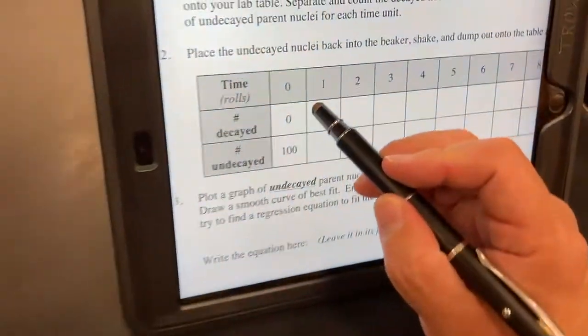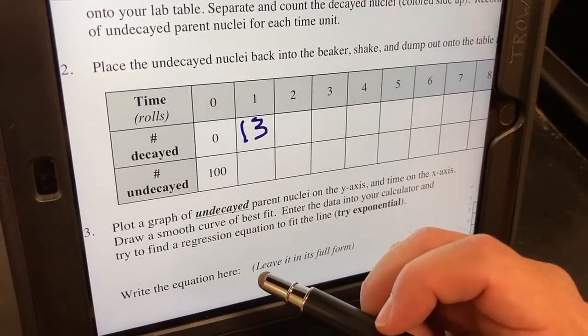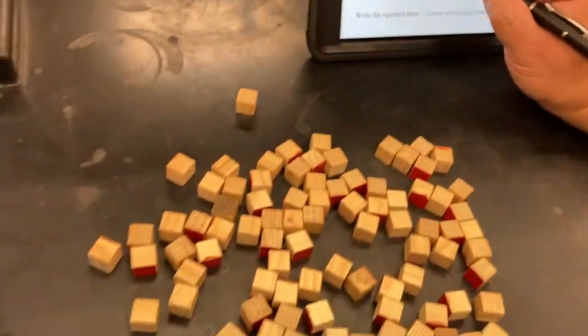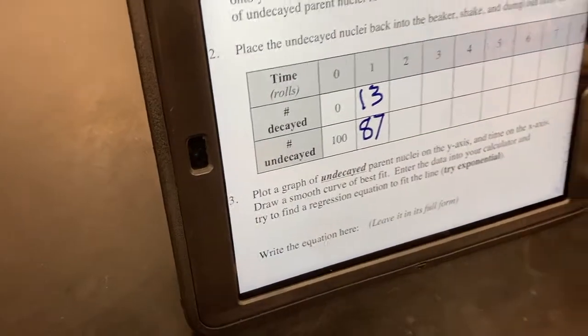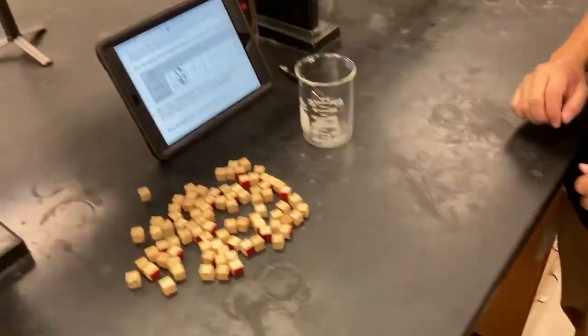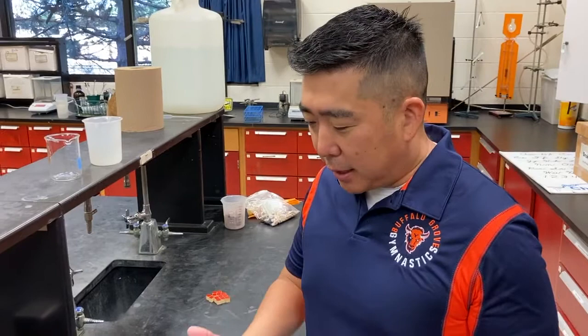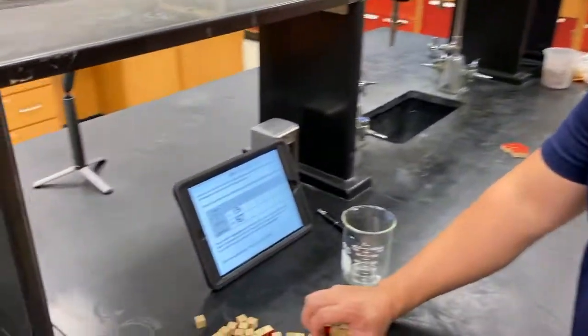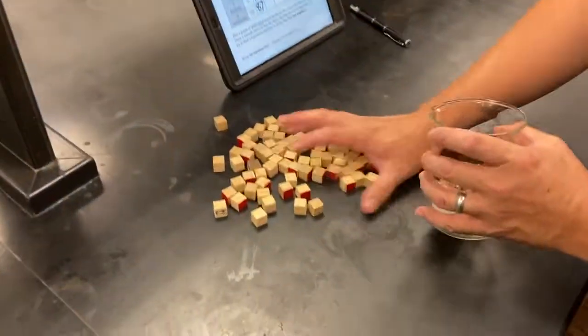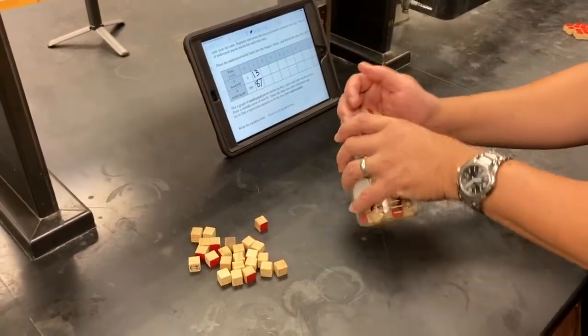So that was on your first roll. Roll number 1, 13 decayed. Now, since we started with 100, 87 of them are undecayed. So you just subtracted that value from the total. That's right. Well, let's put all 100 back in the beaker now, and let's do another roll. Well, we can't put all 100 back in because 13 of them had decayed, so they're not Cubium anymore. Oh, so there's only 87 Cubium left. Right. So we're starting with just 87 on the second trial. Got it. I'm a little slow on the uptake. I get it now.